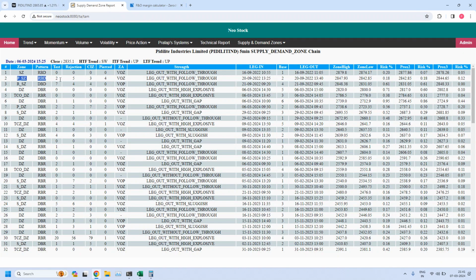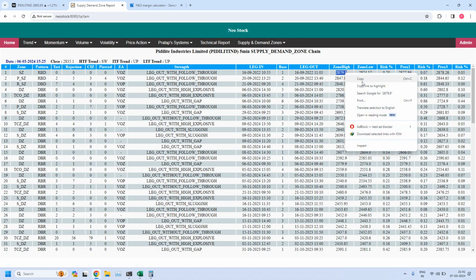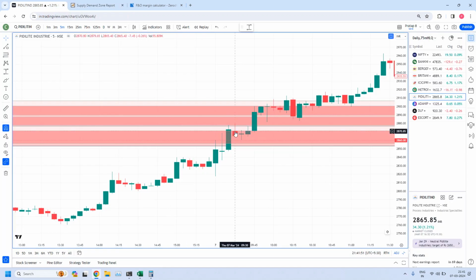Next one is a pierced zone, ignore it. And this is the only one valid supply zone. See the high of this zone? 2879.80 paisa. Let me draw a horizontal line at that. This is the high of the 5-minute zone.